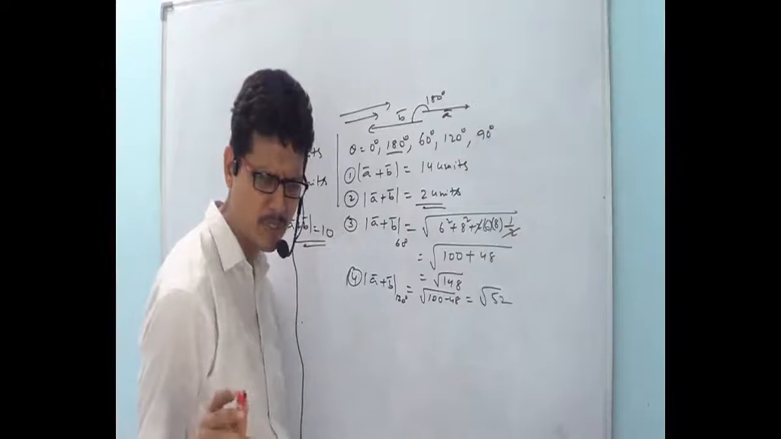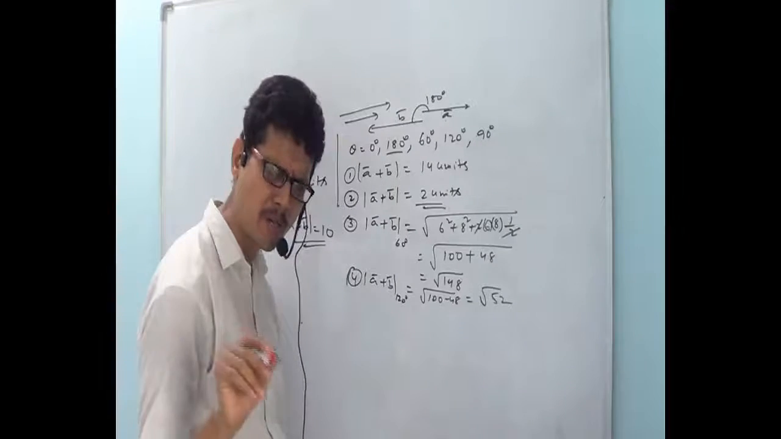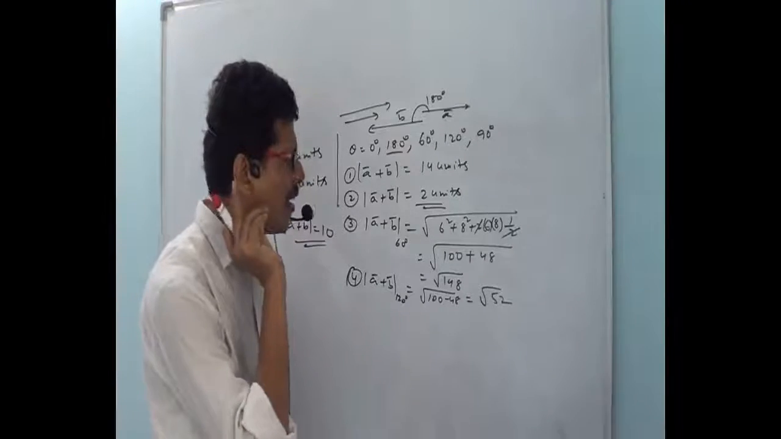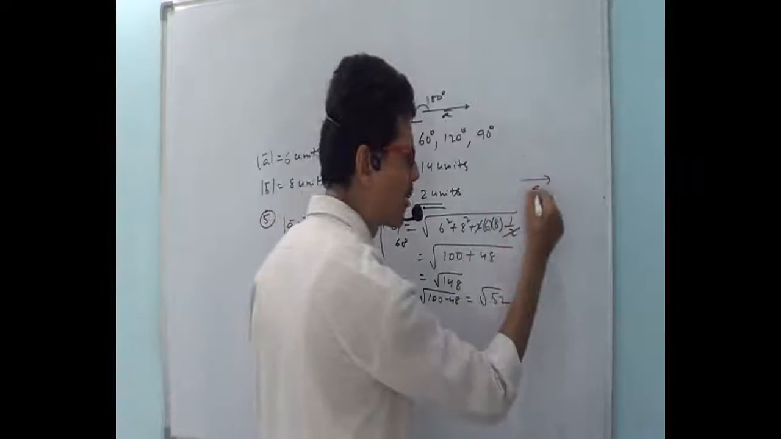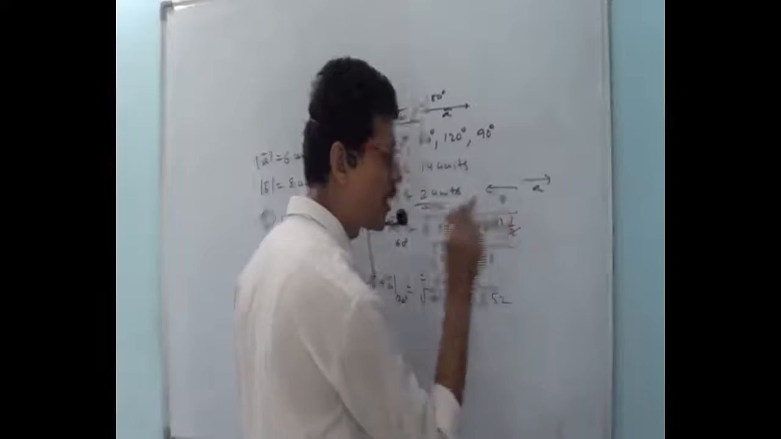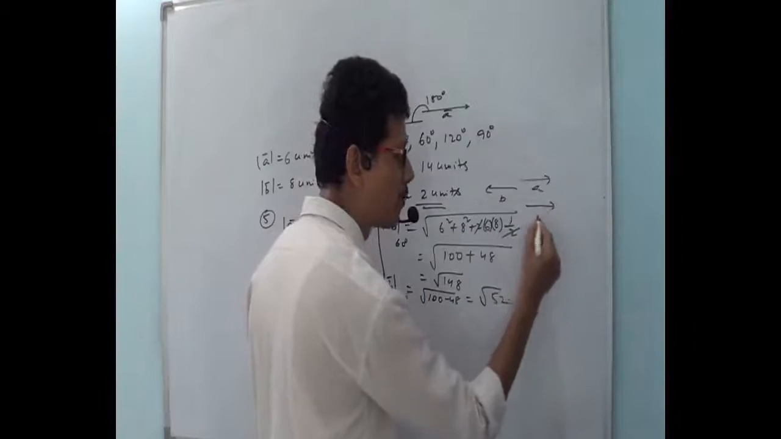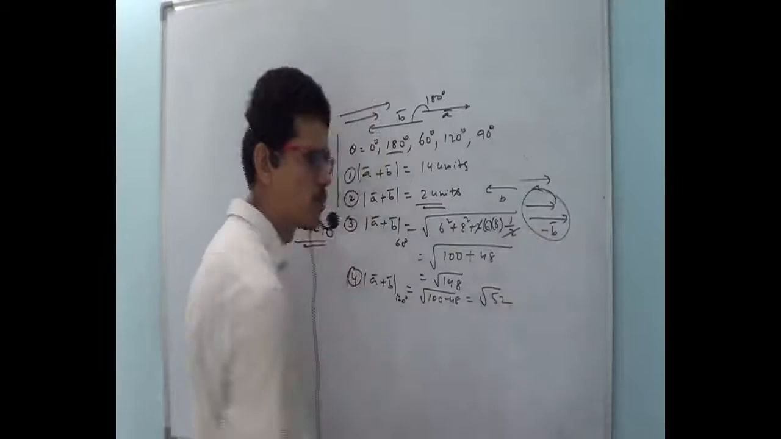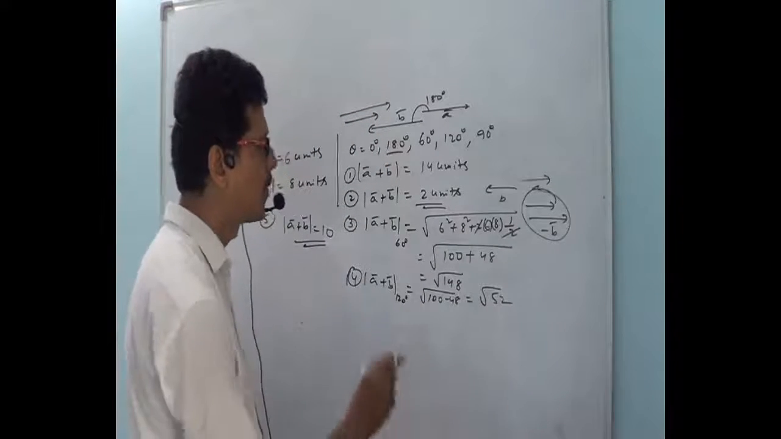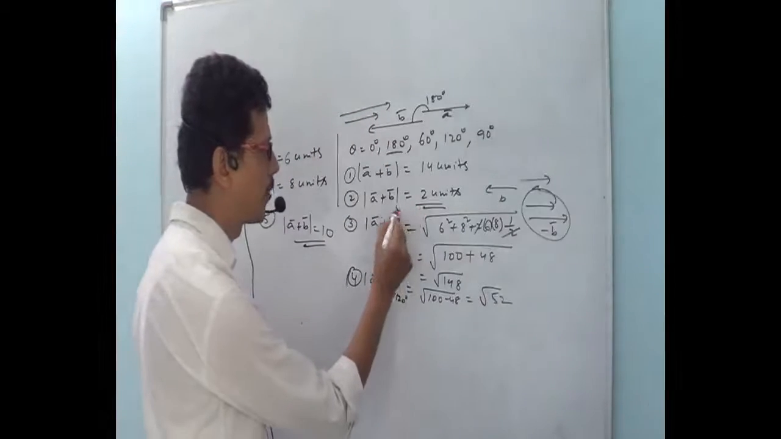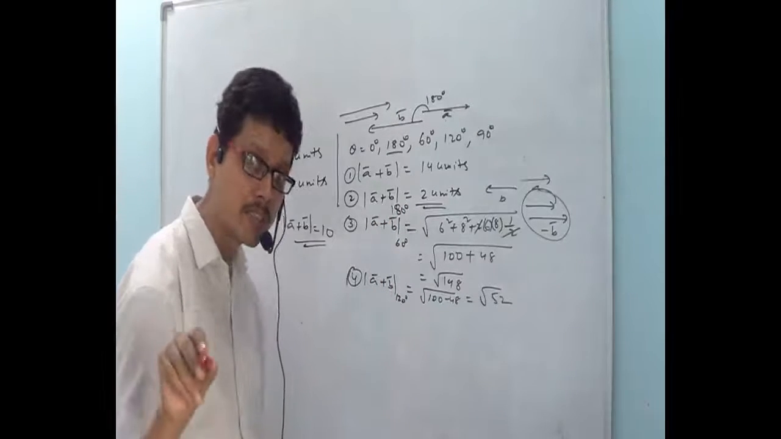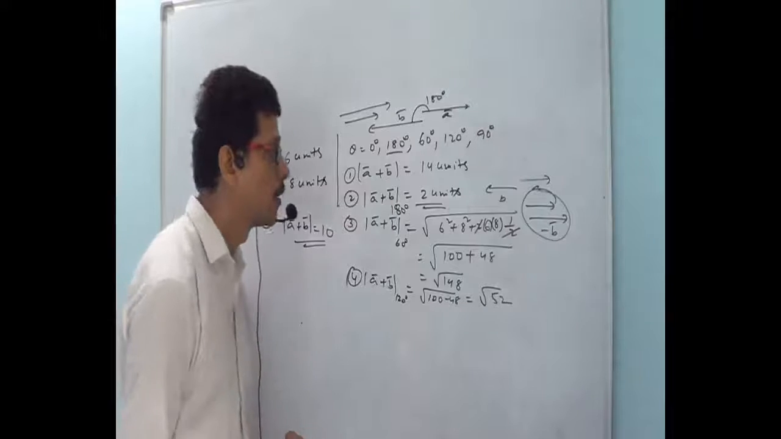See the question, whether he is asking A bar plus B bar or A bar minus B bar. And if both vectors are 180 degrees now, what is A bar minus B bar? Minus B bar will be like this, so you have to add both the values. So 14 will be the answer at 180 degrees when A bar minus B bar is asked. Okay.